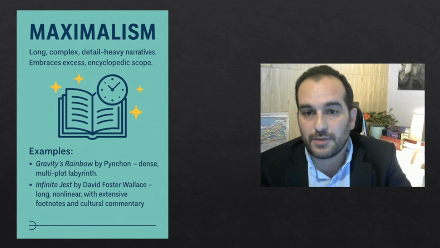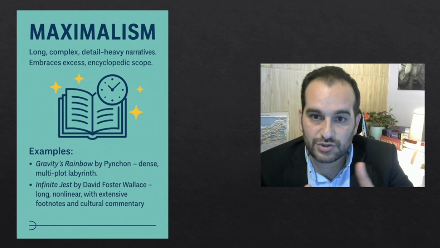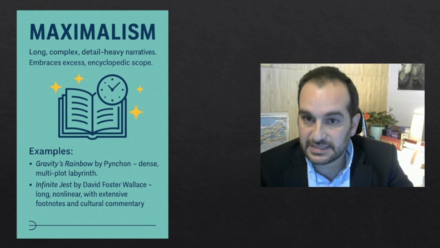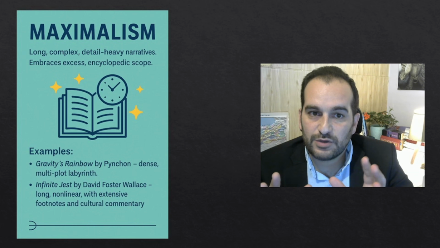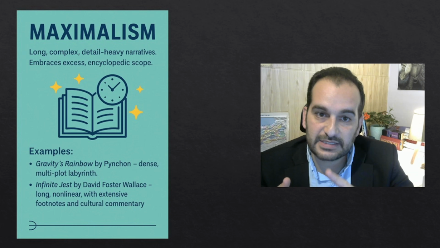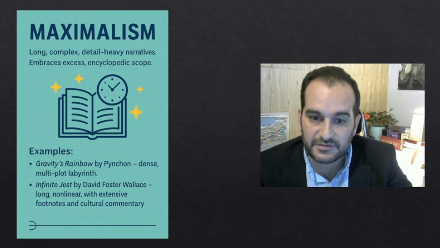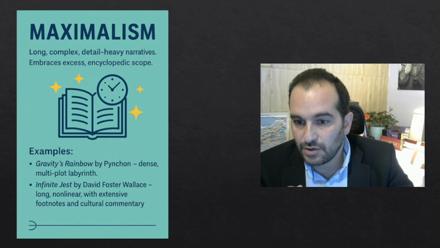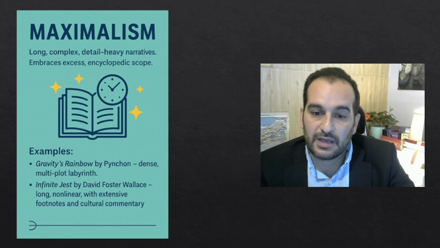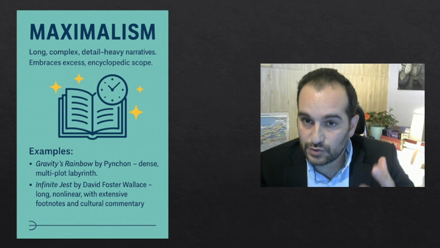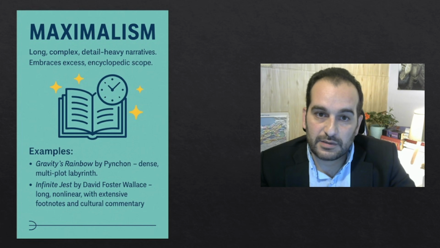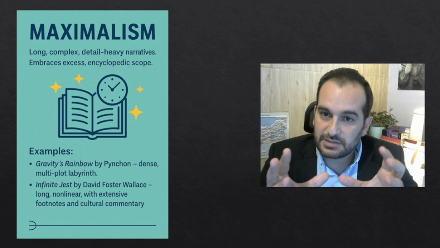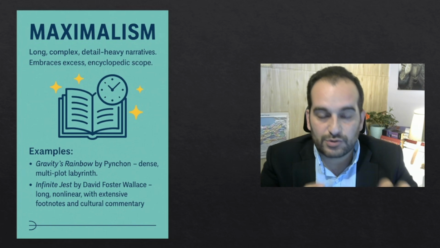Now let's talk about the 10th feature or characteristic, maximalism. It is when you see long, complex, detail-heavy narratives. You see dense texts elaborating on excessive details and encyclopedic scope. You see the writer telling you about all the details.